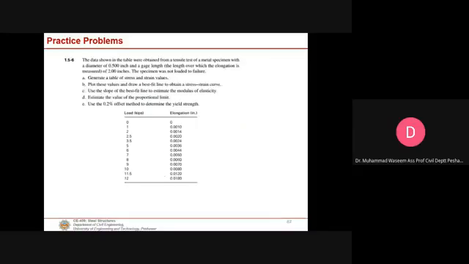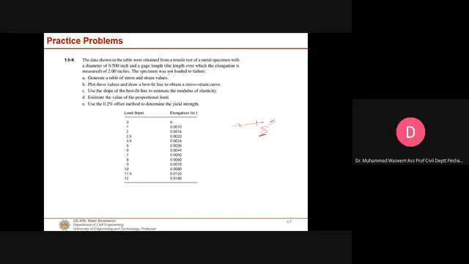Then there is another problem. The data shown were obtained from a tensile test. Again, these are the results of a tensile test specimen with a diameter of 0.5 inches and a gauge length of 2 inches. Whenever we do bar testing, we use a gauge length. Mostly in the structural material testing lab, we use an 8-inch gauge length. In this example, the gauge length is 2 inches.